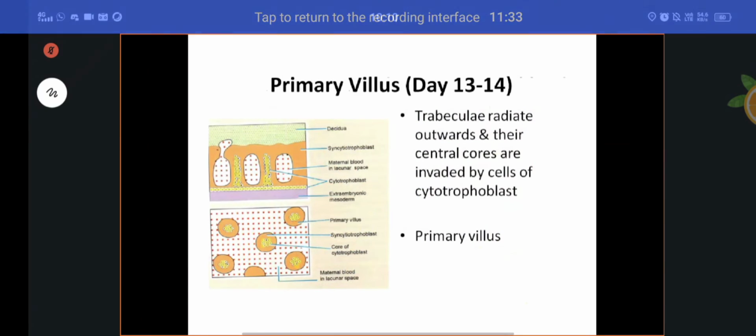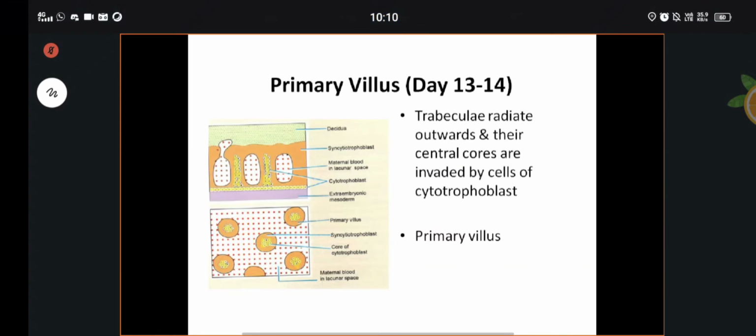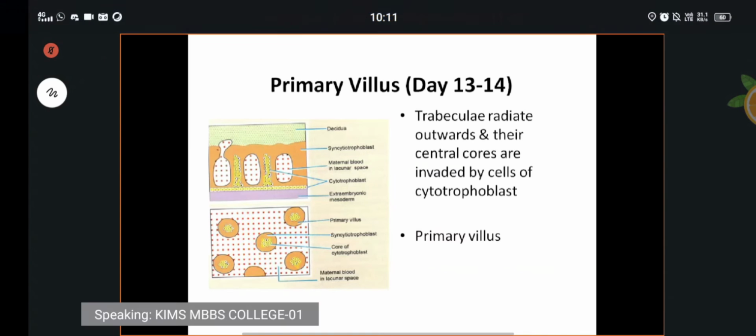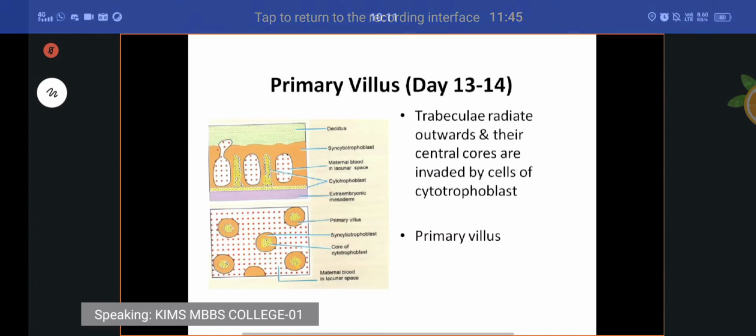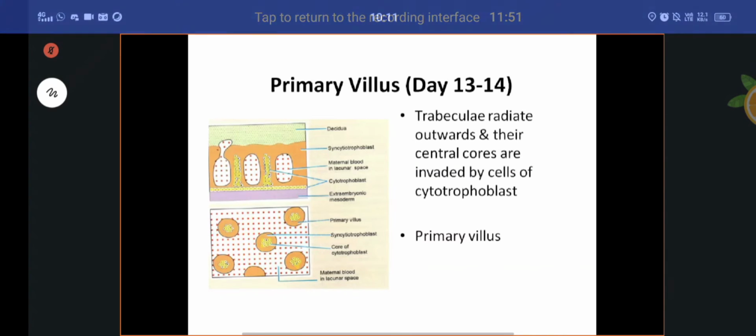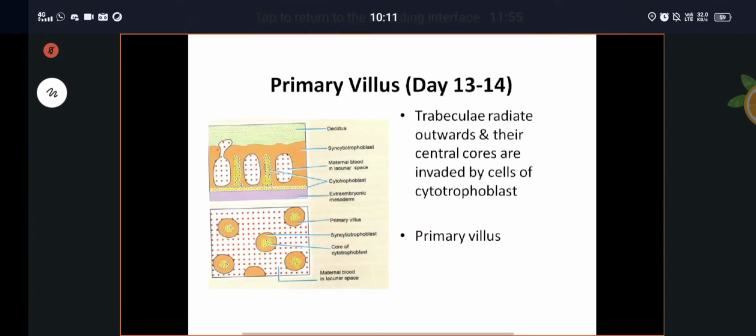Here I have focused the diagram. By seeing that, you can clearly say what a primary villus is. Primary villus consists of syncytial trophoblast and a central core of cytotrophoblastic cells. It is seen on the 13th or 14th day of development.